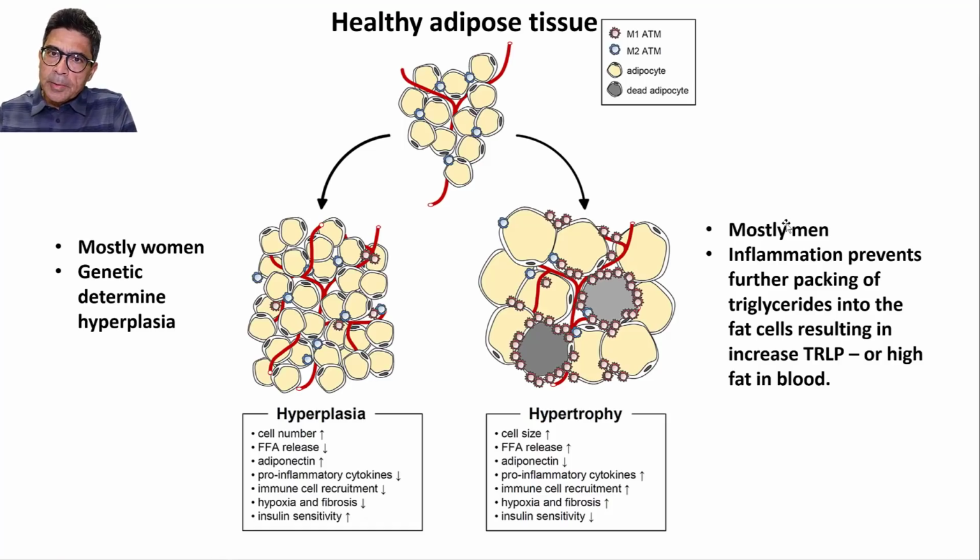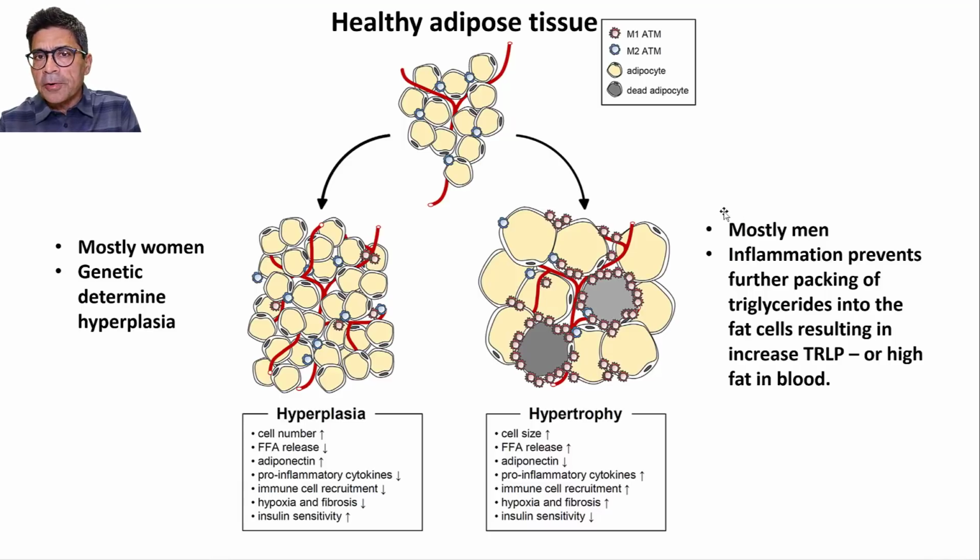Now this slide is showing the difference between healthy fat tissue that is capable of multiplying into additional fat cells versus tissue that is not capable of doing that and becomes hypertrophied and inflamed. Generally, women are blessed with healthier fat tissue, so they can get a little bit heavier without getting inflamed because their fat cells can multiply. Fat cells can multiply into additional fat cells, or pre-adipocytes can differentiate into new fat cells.